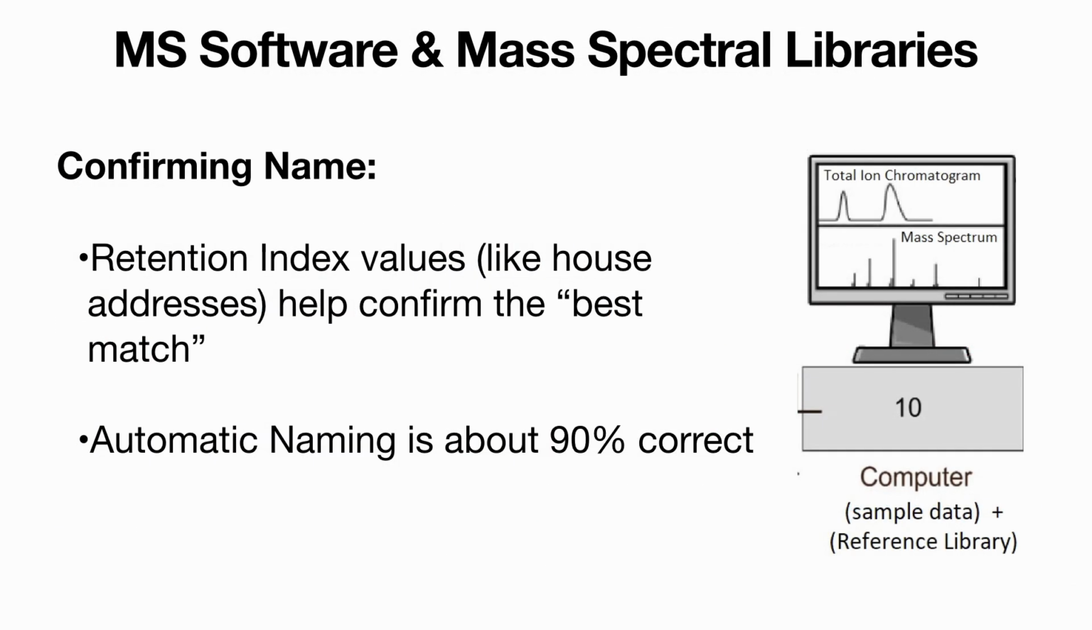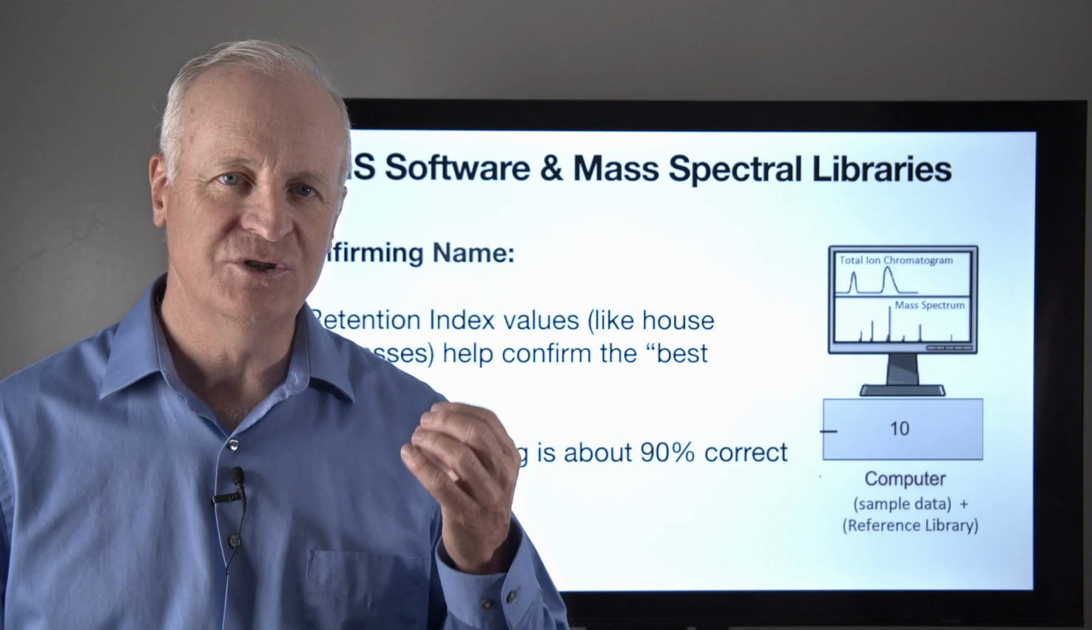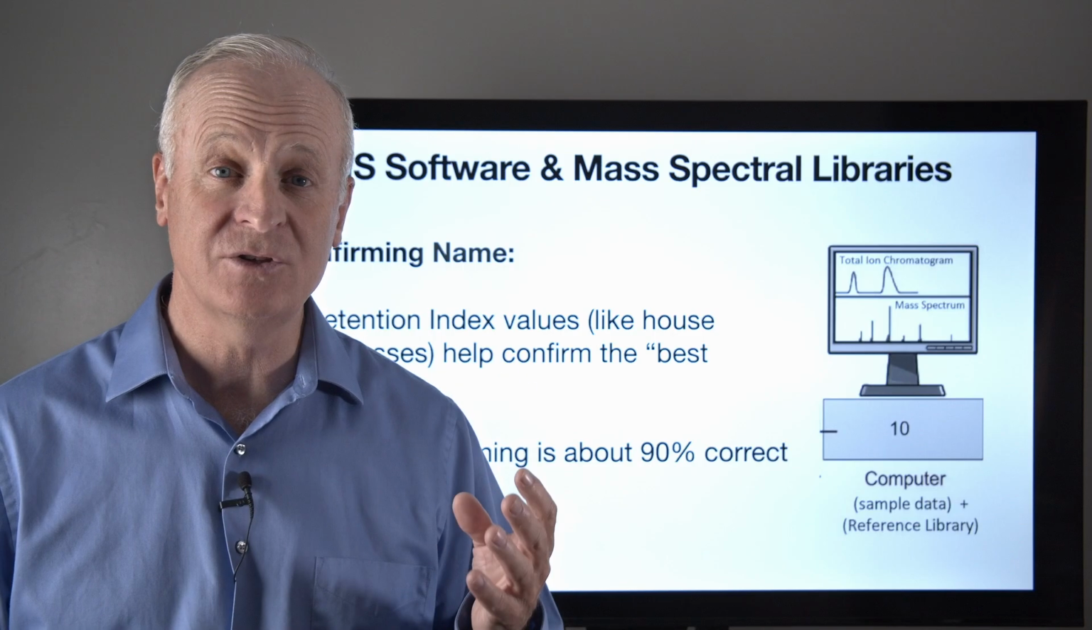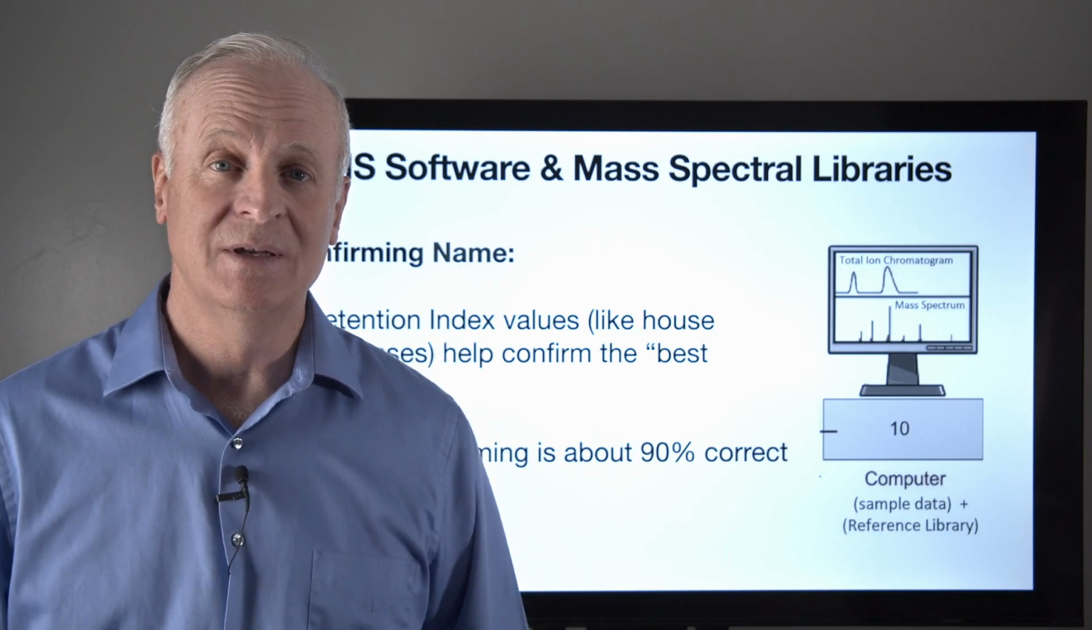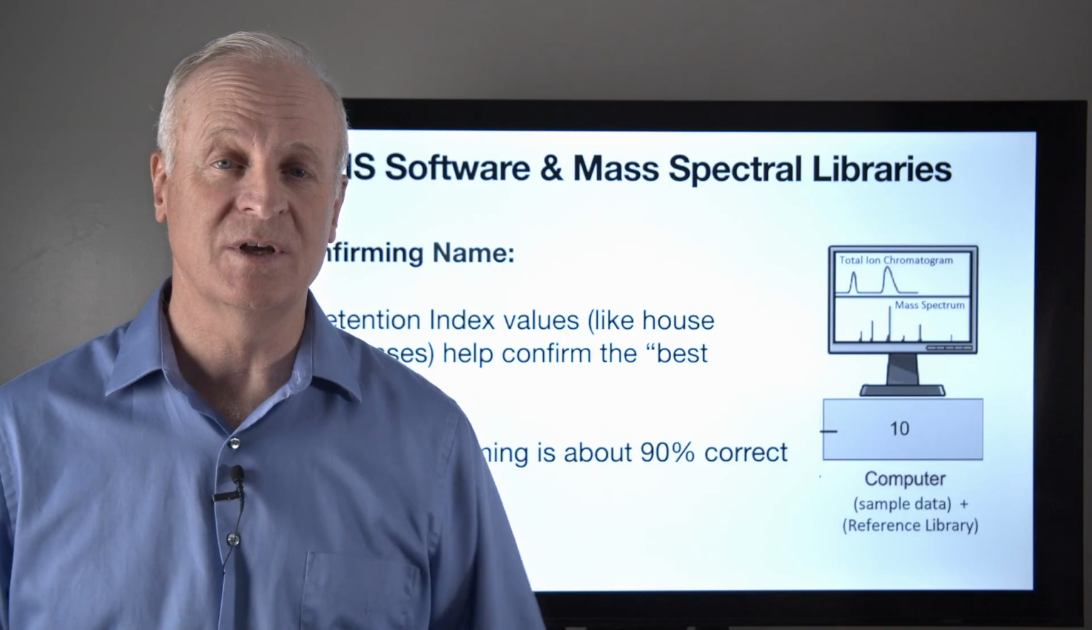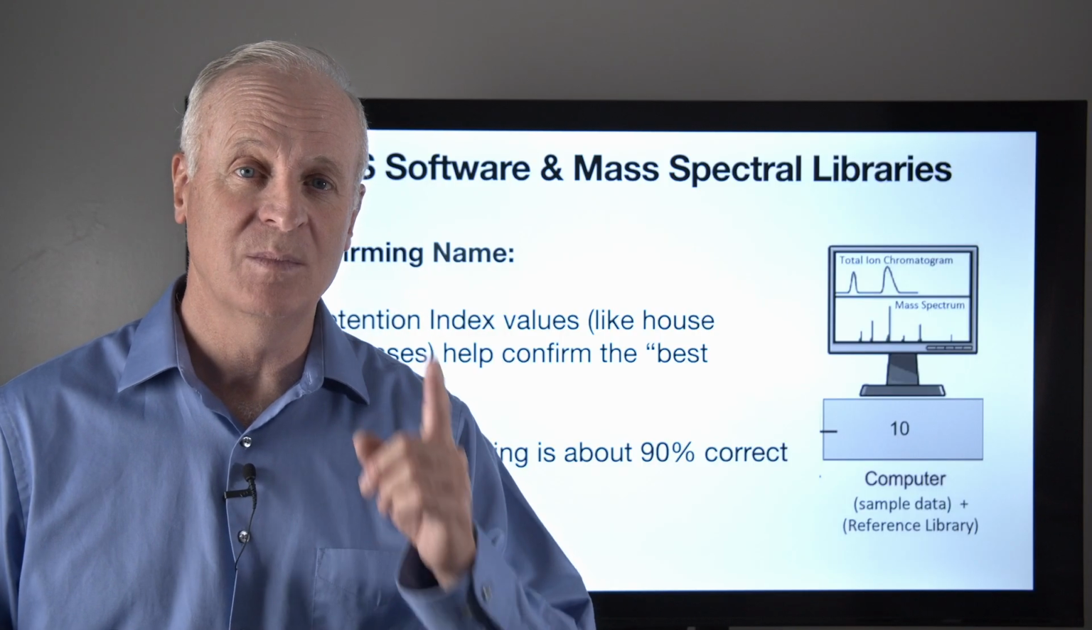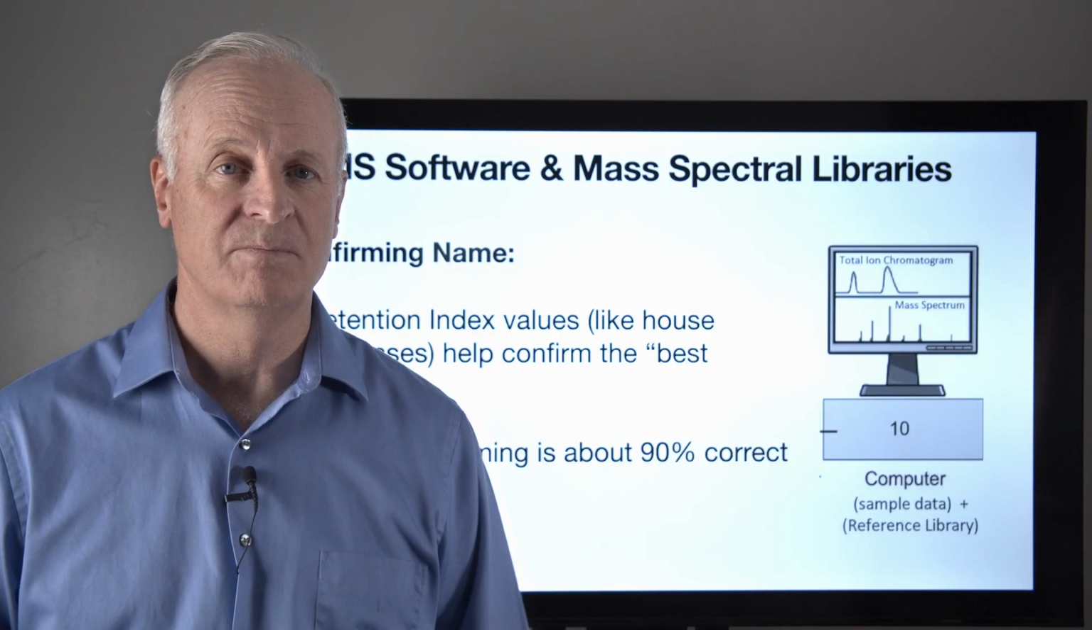In addition, I also use retention index values. They're like street addresses for each one of these molecules. They should come out in a certain order. And so I use these to confirm the name. And when I have the GCMS mass spectral match and the match for retention index, I'm 99.9% certain of the name of the separated component.